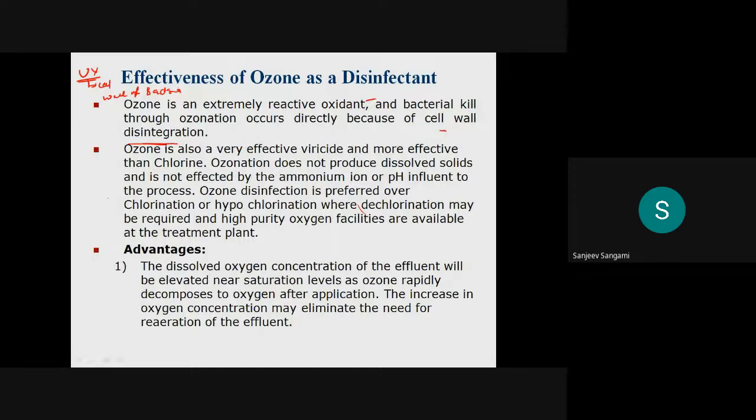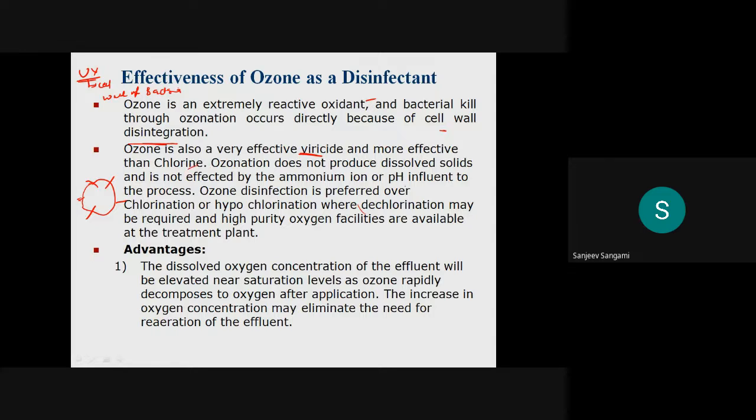On the cell wall, for example, this is the bacteria. This is the wall. What will happen is that it is going to break this wall first. If you apply this ozone, it is going to break the walls of the pathogens. Ozone is also a very effective viricide and more effective than chlorine. Okay, it is going to kill the viruses, more effectively than chlorine, but it is more costly.